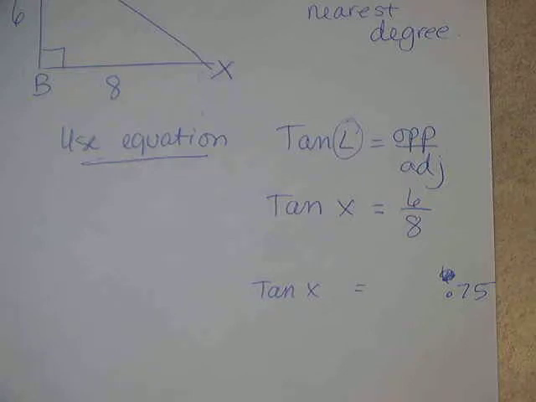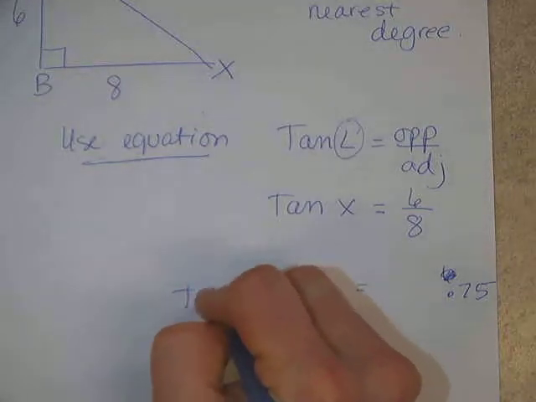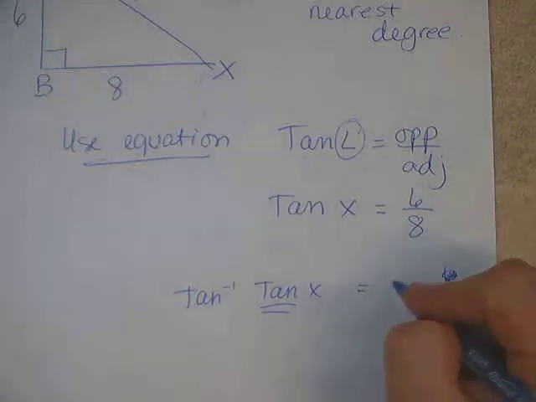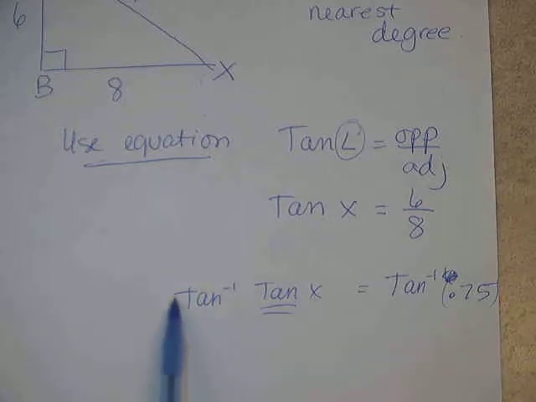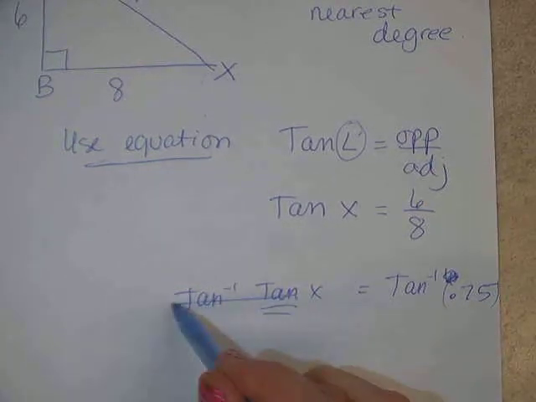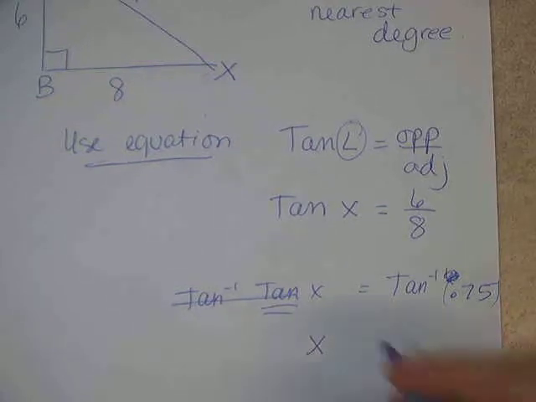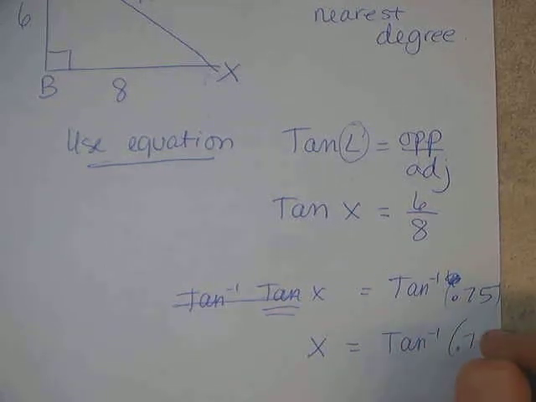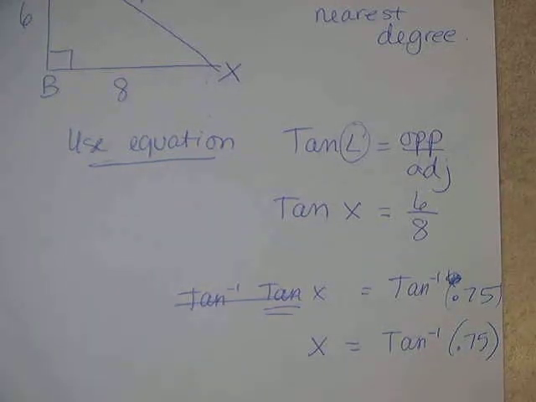Now, it's an equation, so whatever we do to one side, we do to the other. That's the rule. The thing that undoes tangent is actually inverse tangent. And if I do it to one side, I have to do it to the other, okay? So inverse tangent undoes the tangent, which leaves me with x. But that means I've got to take the inverse tangent of whatever 6 over 8 is, okay?